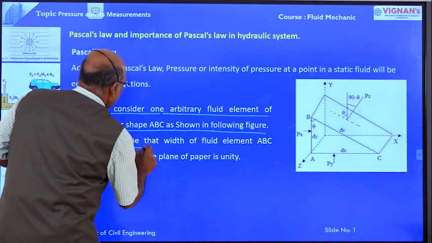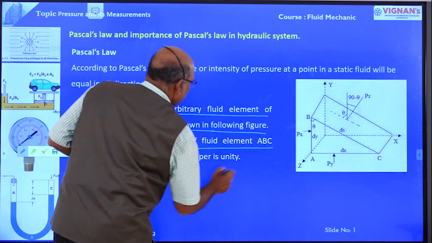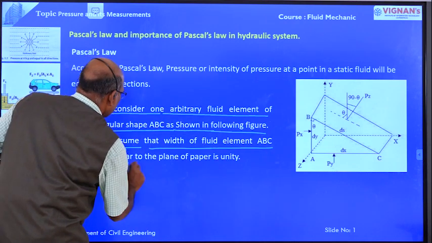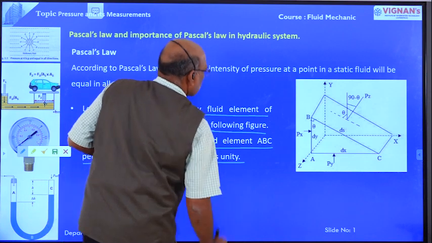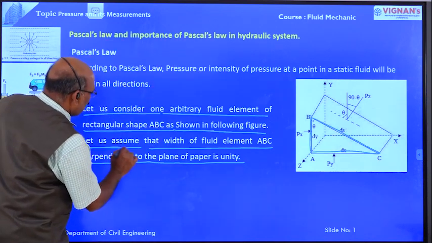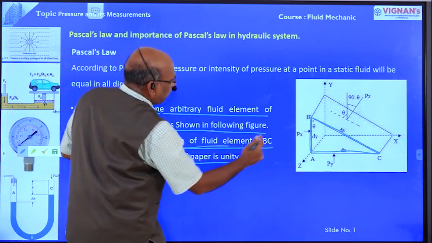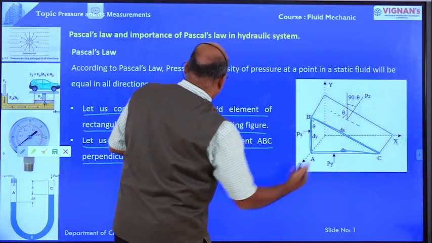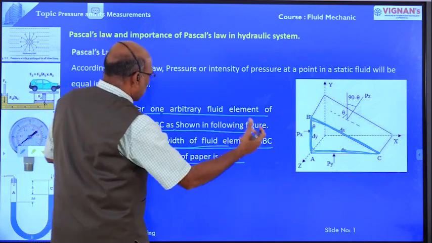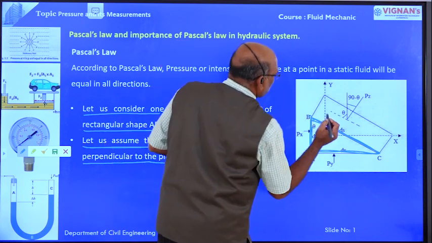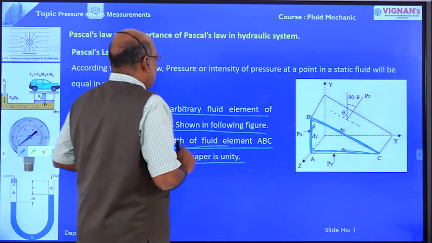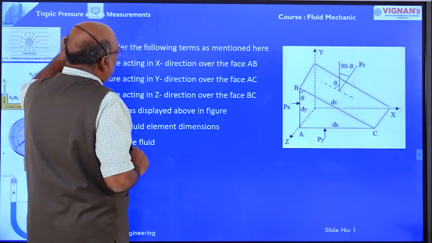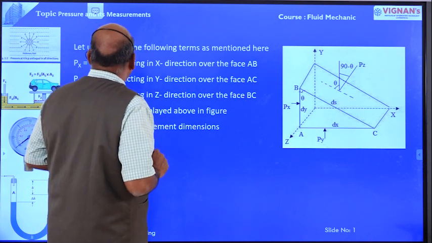Let us assume that the width of the fluid element ABC perpendicular to the plane of paper is unit, that means it is equal to 1. Now here let us consider the following terms as mentioned here.